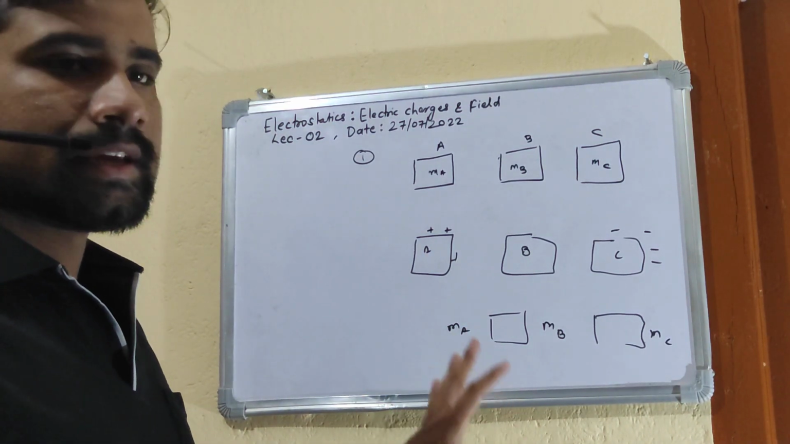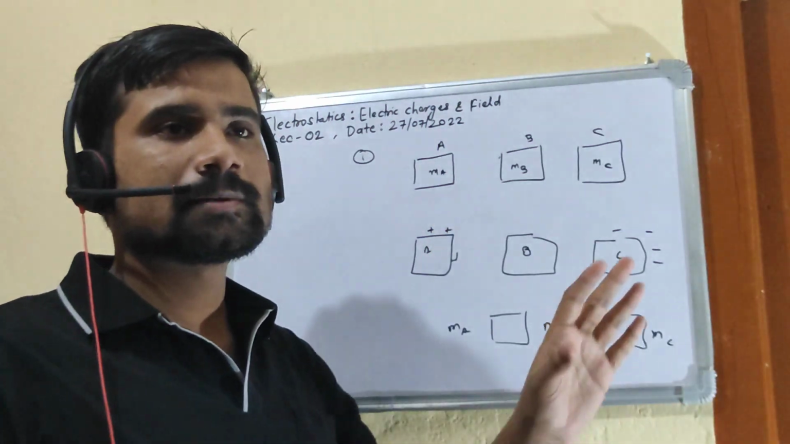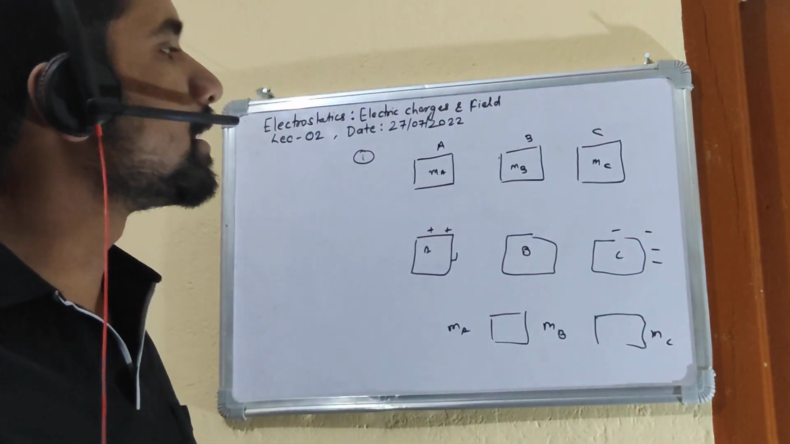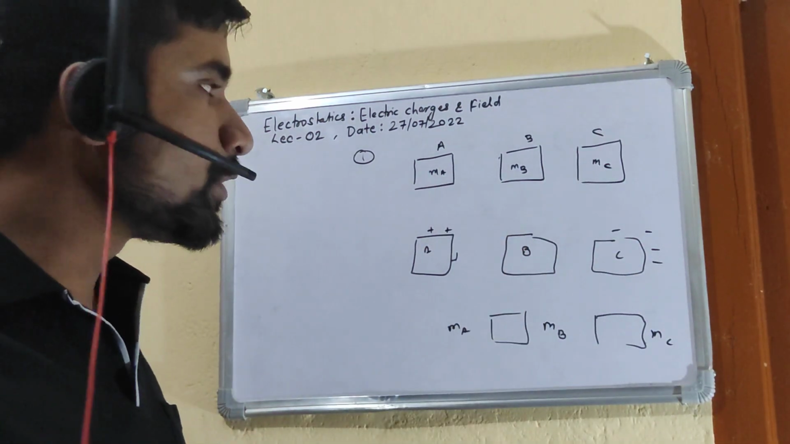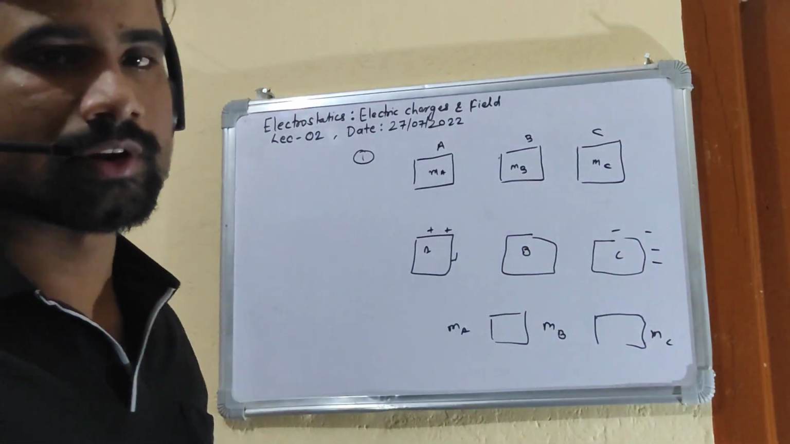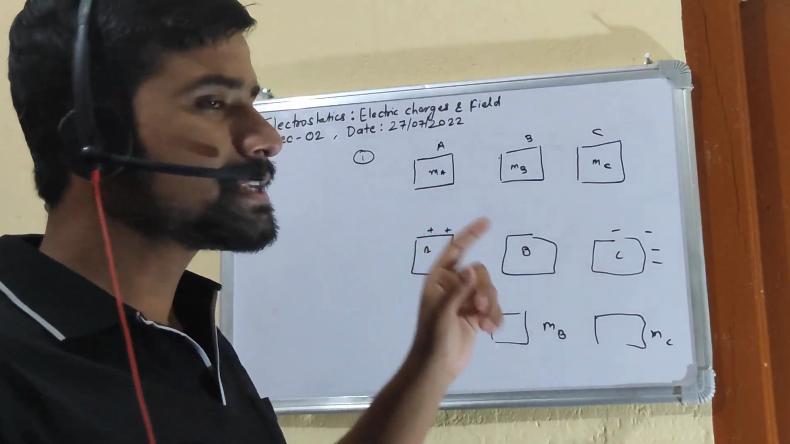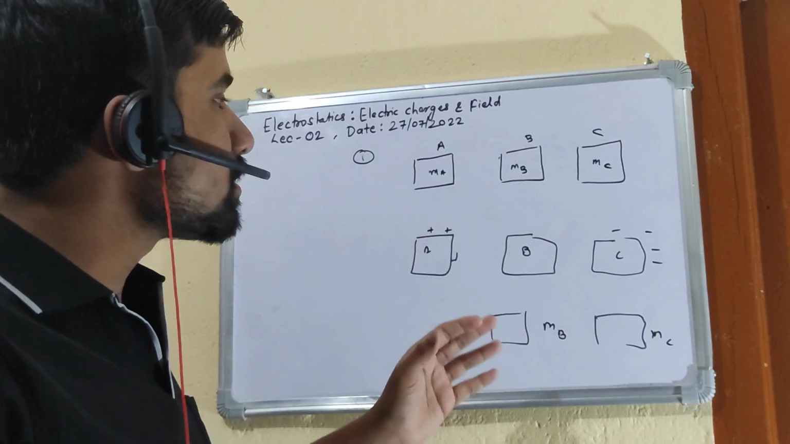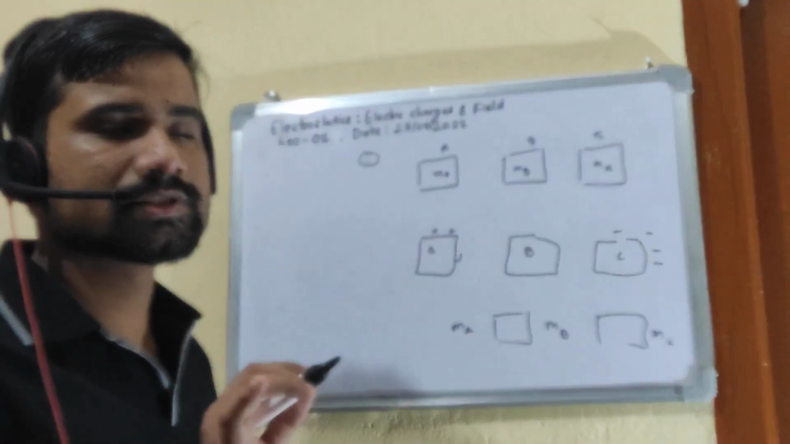So this is a very simple and direct question. As I said, any body develops charge either by gaining electrons or losing electrons. So in this process, C has got negative charge, which means C has got electrons, and A has developed a positive charge, which means A has lost some electrons. So A has given electrons, C has got some electrons, and B is still neutral at its older mass.